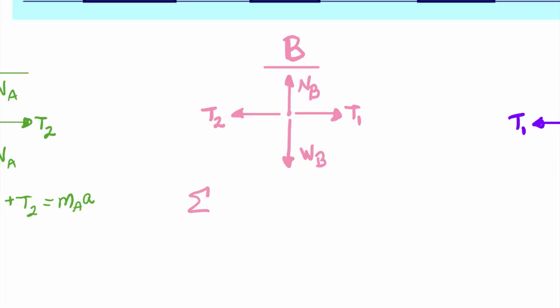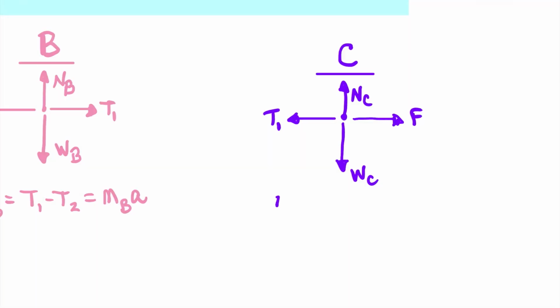Now we will do B. So we are going to sum up all of the forces that are in the x direction, only x direction, and set those equal to the mass of B times the acceleration of B. And finally, we will write Newton's second law in the x direction for C. So again, I'm going to sum up all of the forces in the x direction and set that equal to the mass of C times the acceleration.